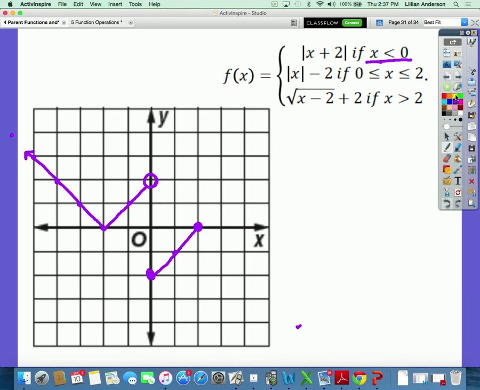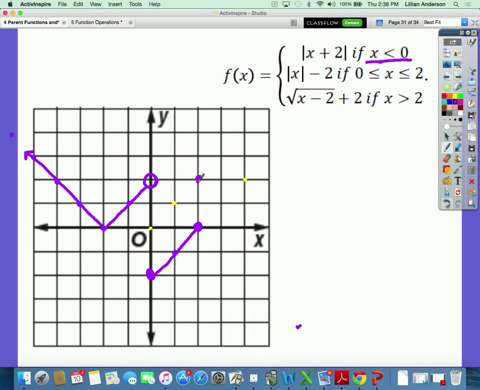The last one is not an absolute value, it's a what? A square root. Classic square root looks like this. But I'm moving it how? What does that minus 2 mean? Right 2 and the plus 2? So every point is moving to the right 2 units and up 2 units.